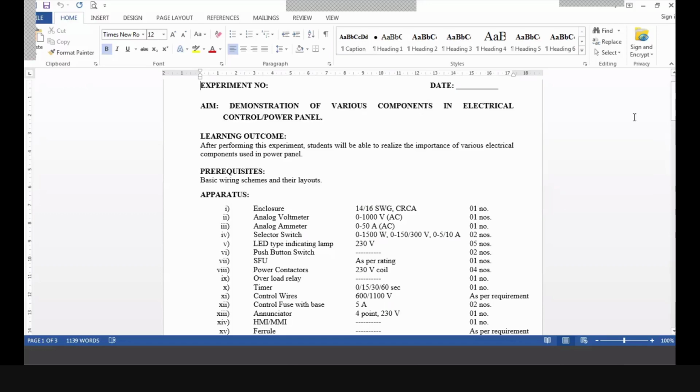So first of all, you should learn what is electrical control or what is the power panel. Okay? Electrical panel. So what is electrical panel? What do you think? This control panel, electrical control panel, or what is the electrical power panel?